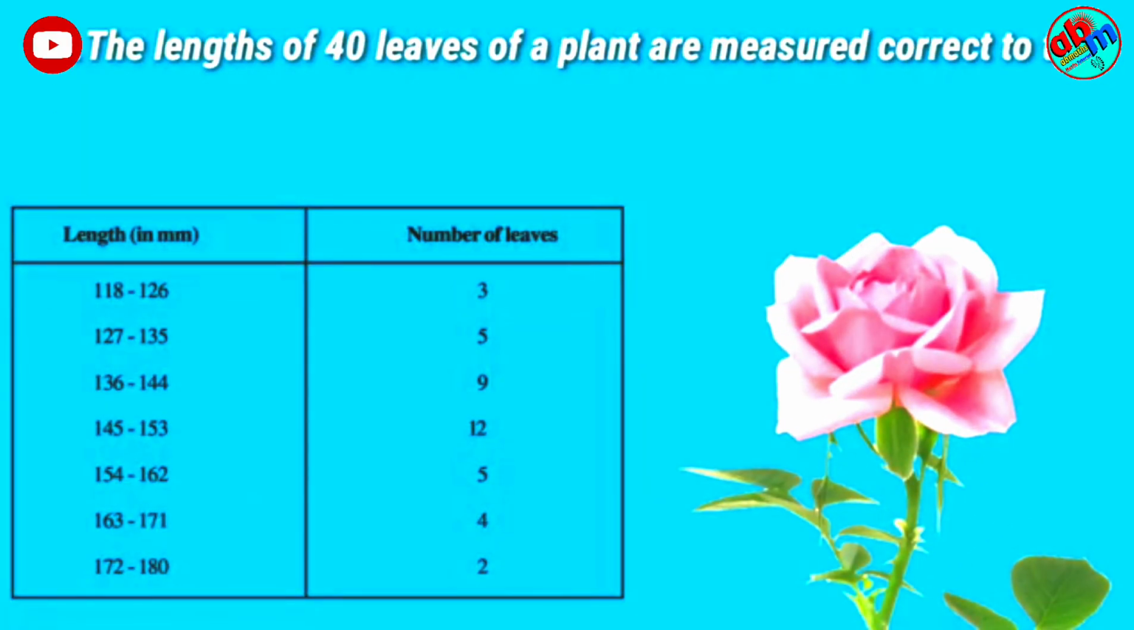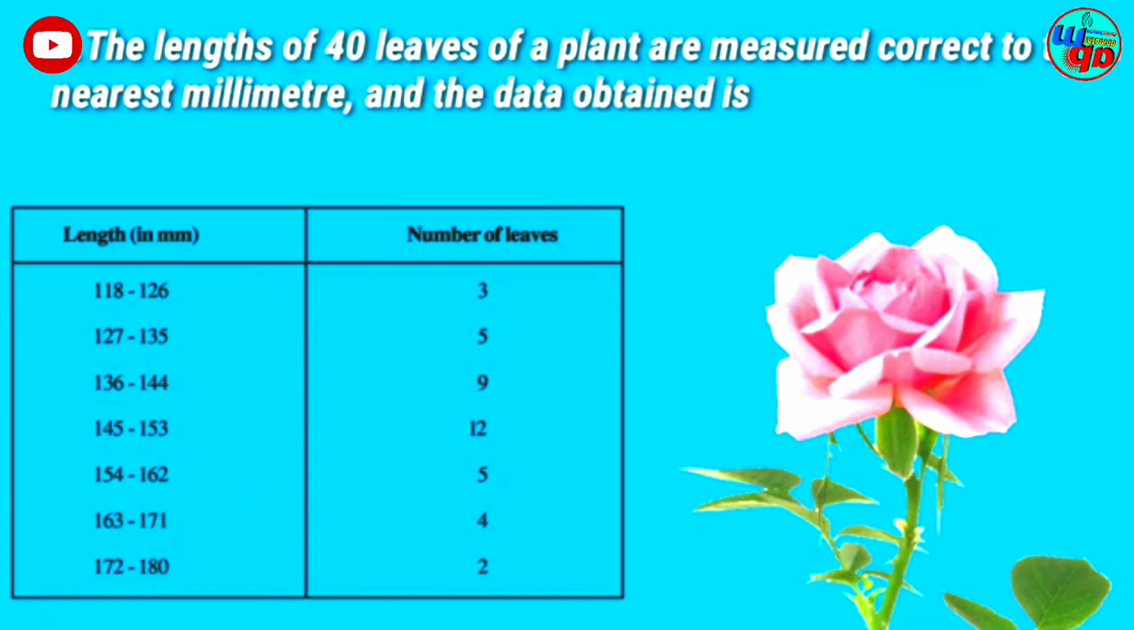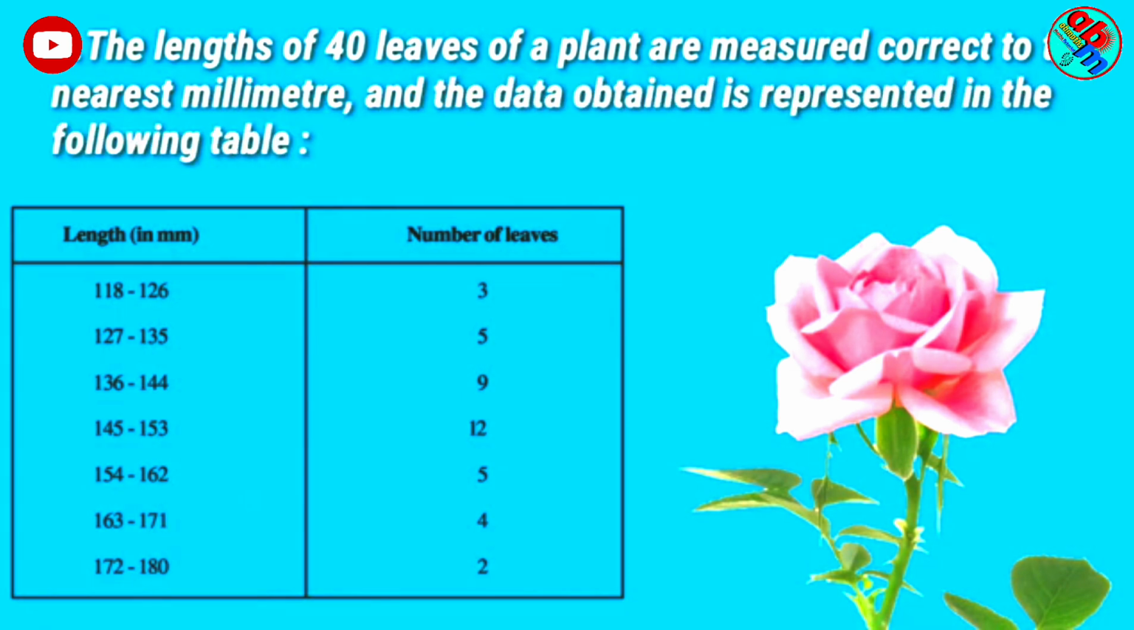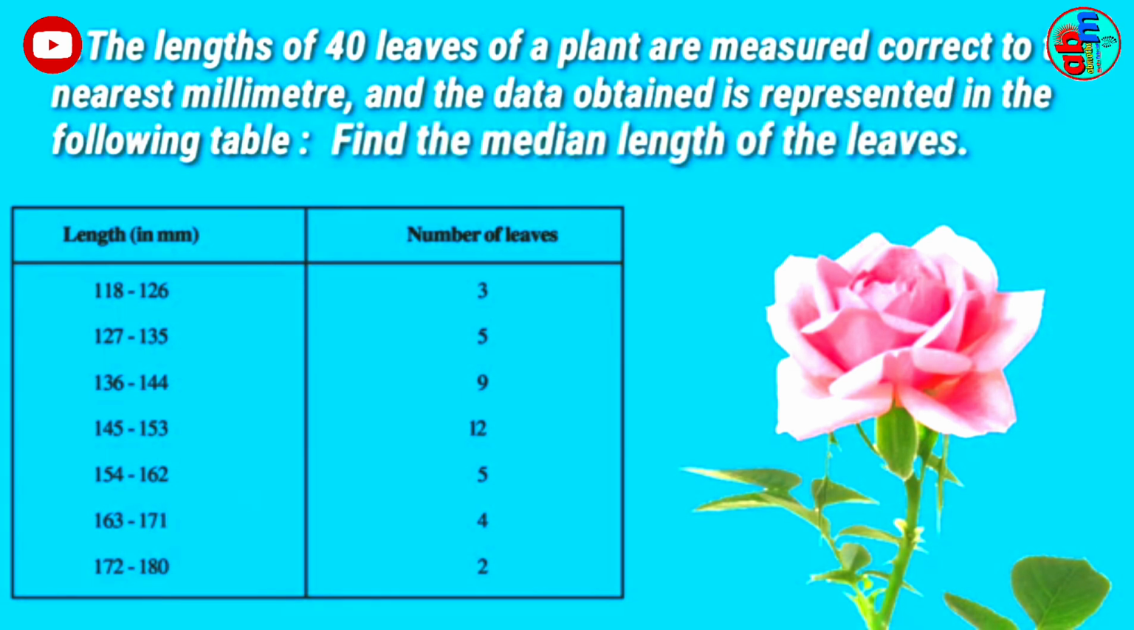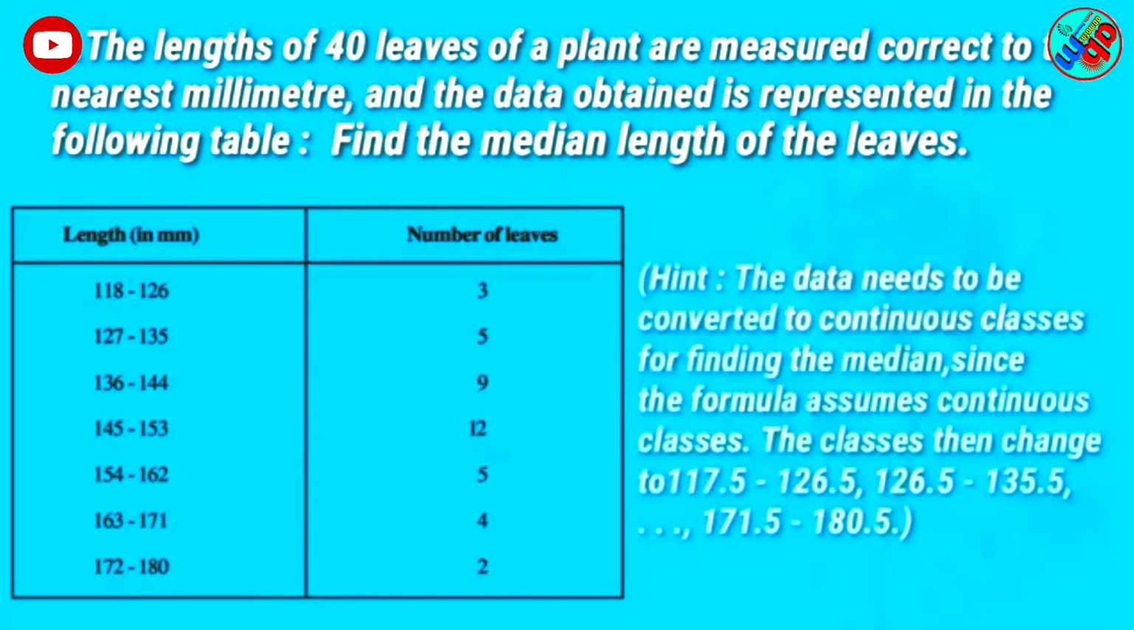Here we have a question. The lengths of 40 leaves of a plant are measured correct to the nearest millimeter and the data obtained is represented in the following table. Find the median length of the leaves. The data needs to be converted to continuous classes for finding the median. Since the formula assumes continuous classes, the classes change to 117.5 to 126.5, 126.5 to 135.5, and so on up to 171.5 to 180.5. So let us solve it.